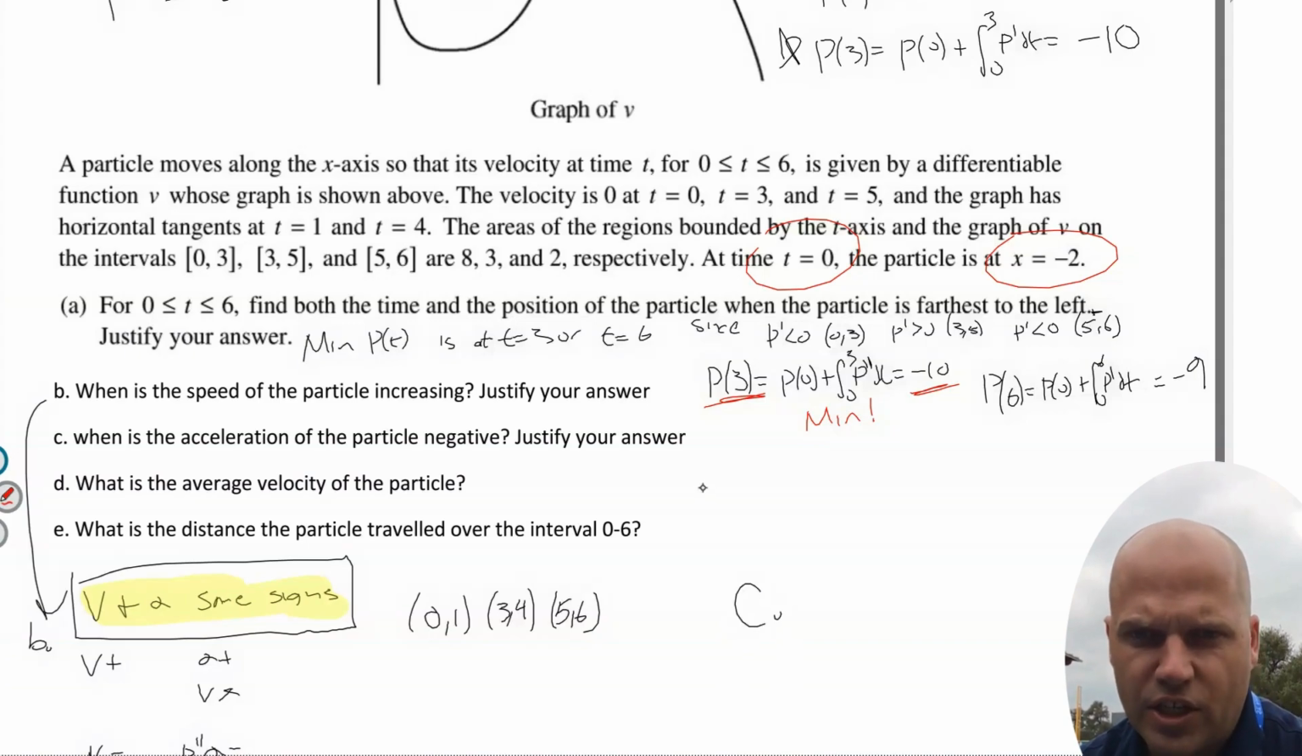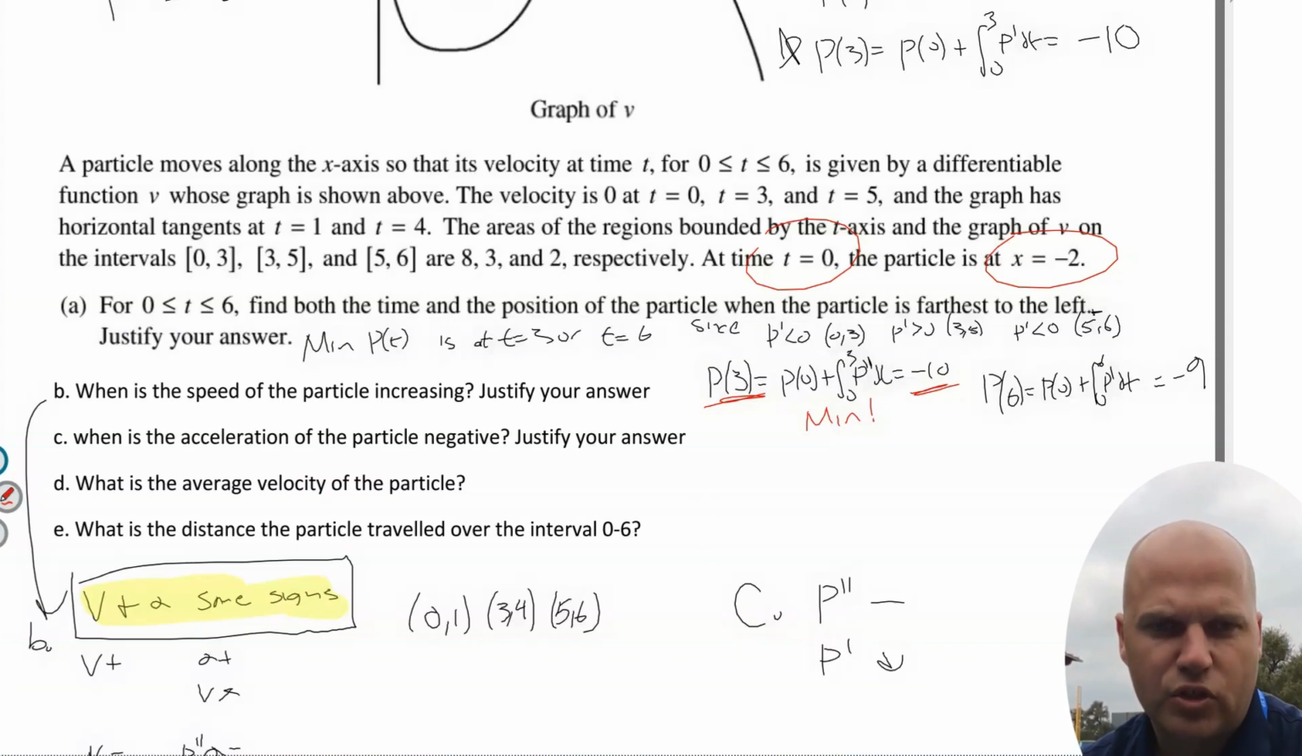Okay, part C, when is the acceleration negative? Well, acceleration is the second derivative. The second derivative will be negative when the first derivative is decreasing. So you'll say when V is decreasing.